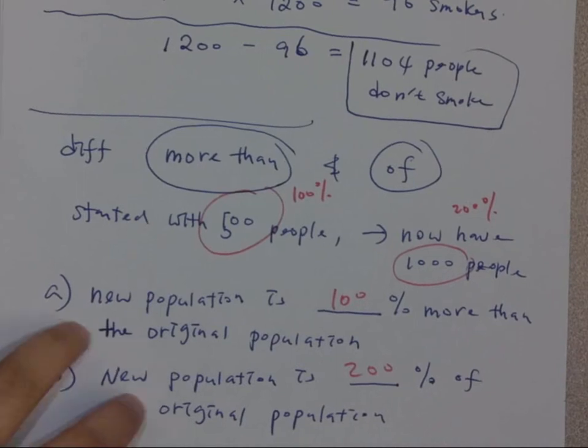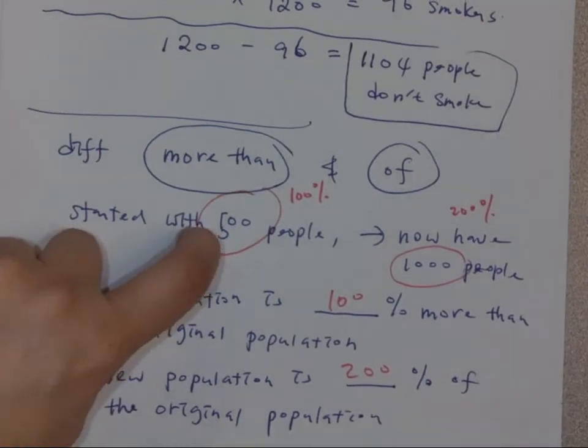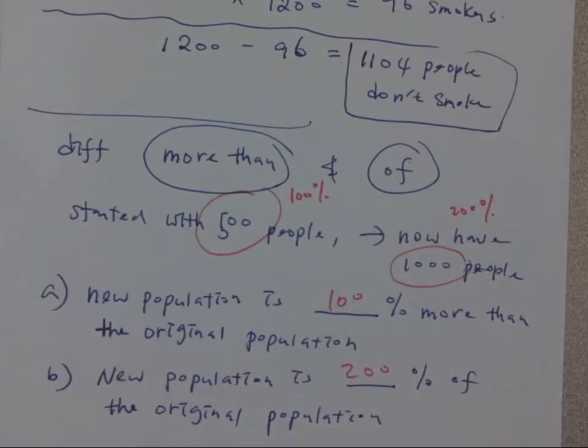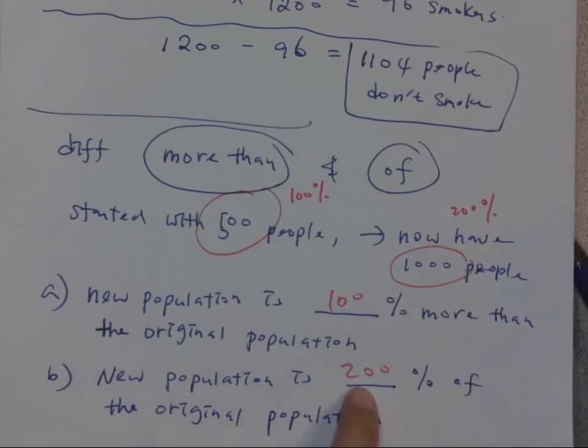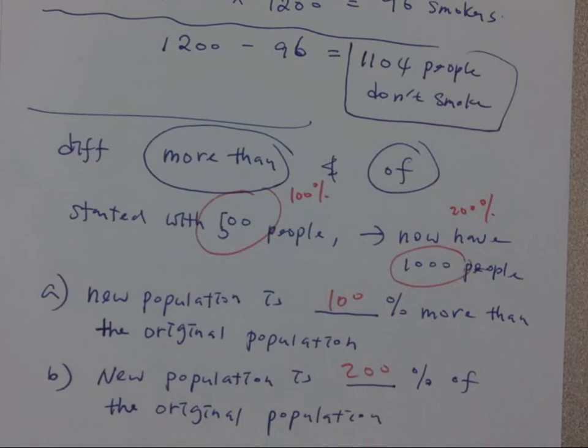So study this, okay? It may not be exactly like that, but it will be similar, different numbers. So this is 200% of the original, but 100% more. A lot of people have a problem with this. Study this if you have questions.